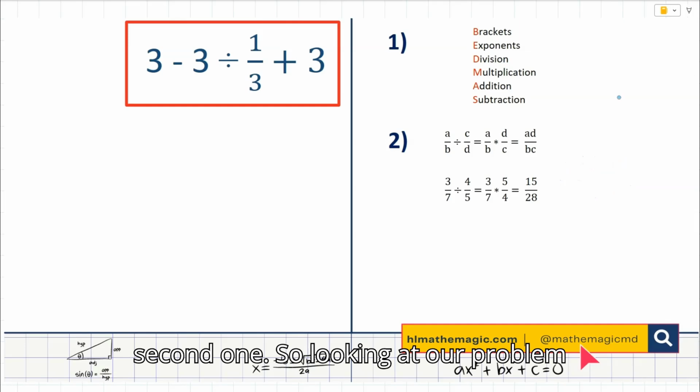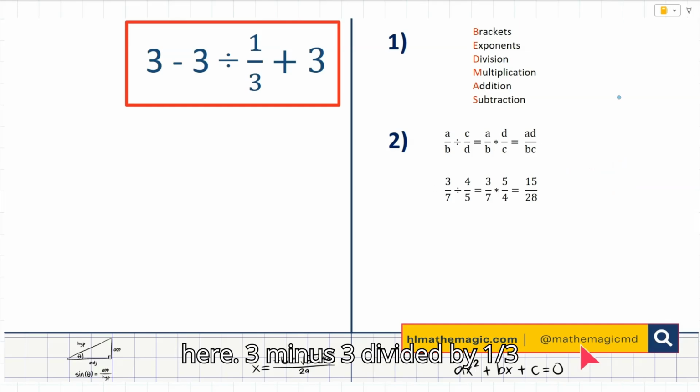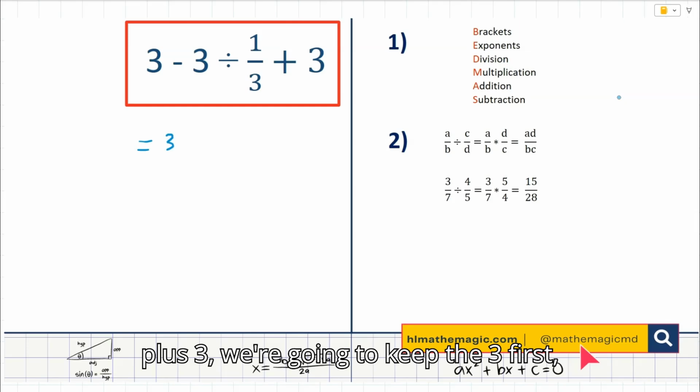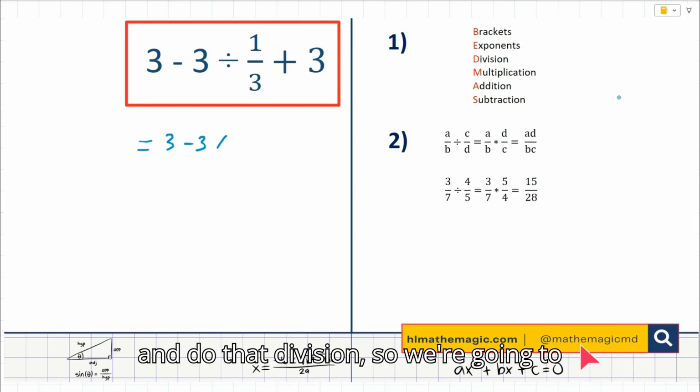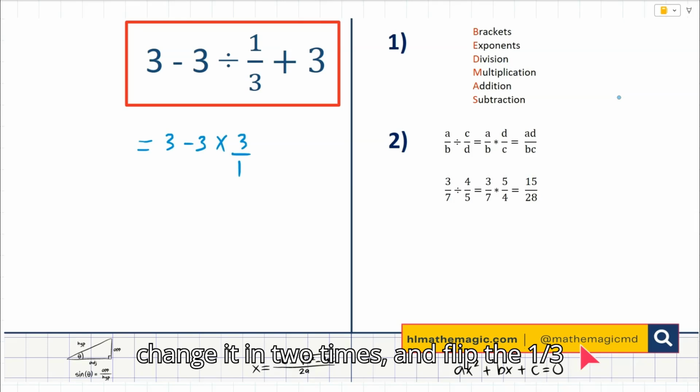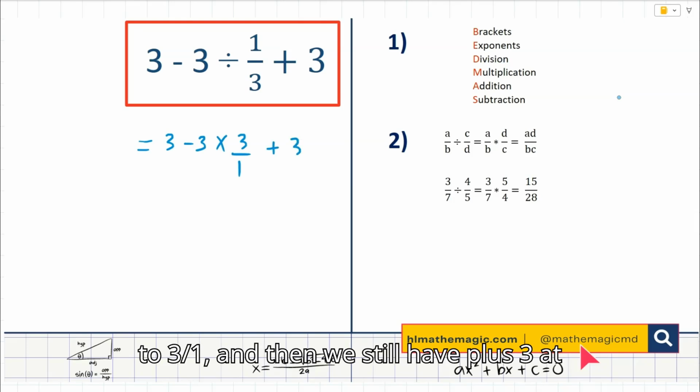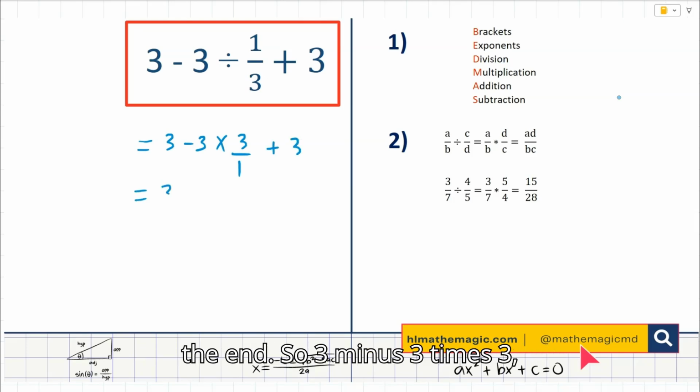So looking at our problem here, 3 minus 3 divided by 1/3 plus 3. We're going to keep the 3 first and do that division. So we're going to change it into a times and flip the 1 over 3 to 3 over 1. And then we still have plus 3 at the end.